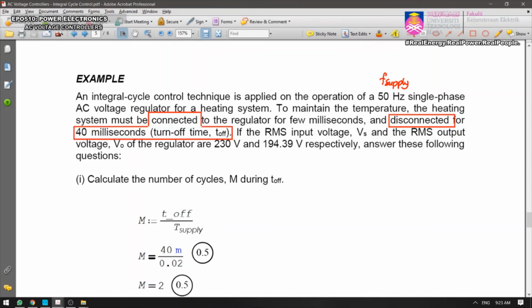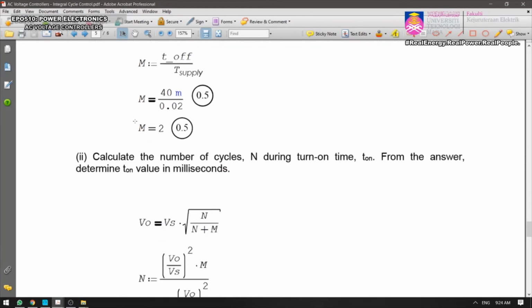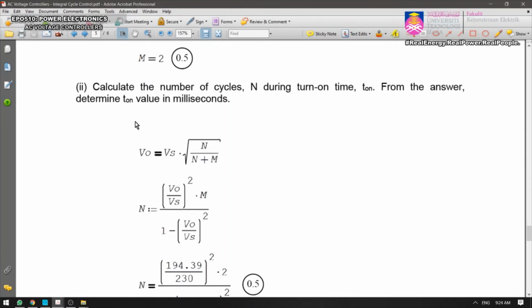It's already mentioned here. If the RMS input voltage Vs and the RMS output voltage of the regulator are 230 volt and 194.39 volt respectively, answer the following questions. Calculate the number of cycles during turn off. So you are already given 40 milliseconds, and we know the supply frequency, then you can find the number of cycles for turn off. Calculate the number of cycles N during turn on time.